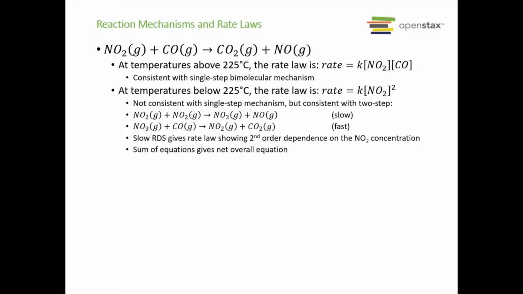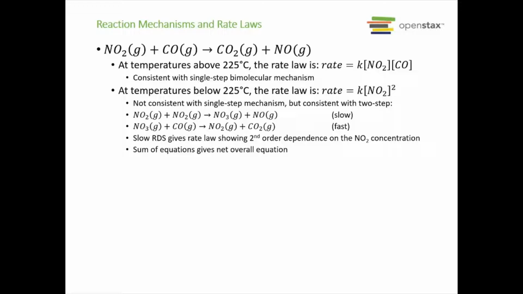Another place this is seen is with the reaction of NO2 and carbon monoxide. When the temperatures are above 225 degrees Celsius, our rate law is k times NO2 times CO, which is consistent with the single-step bimolecular mechanism. But when our temperatures are below 225 degrees, the rate law changes, and the rate is equal to k times NO2 squared. So this is not consistent with a single-step mechanism, but it is consistent with a two-step mechanism, where the slow step is the first one.